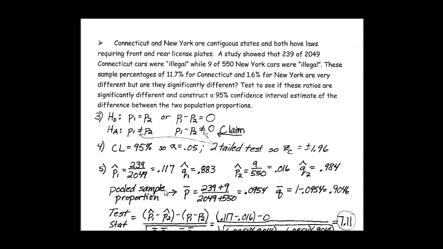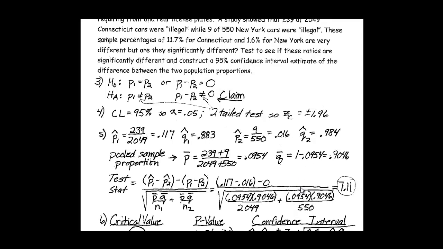Then we need to look at our pooled sample, and that is the combination of both data sets. So looking at both states, the sum of those plates that were not in compliance, 239 plus 9, over the total number of sample plates that we're looking at, gave us our pooled proportion of 0.094. Our q-bar is going to be the complement of that, 0.9046. So we've got our nuts and bolts laid out. We can go to our test statistic formula and start plugging that in.